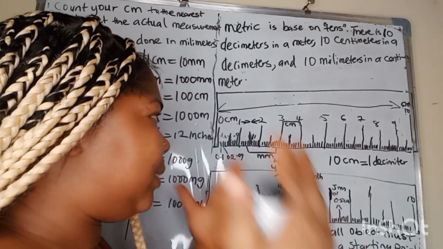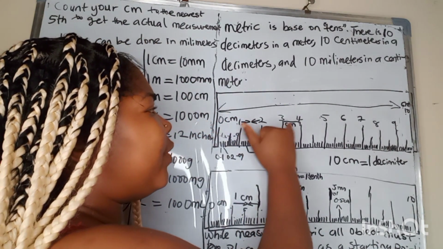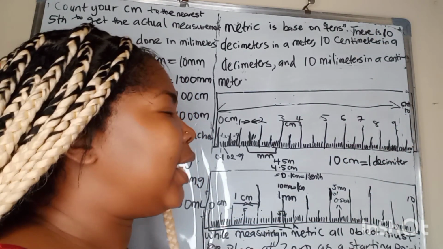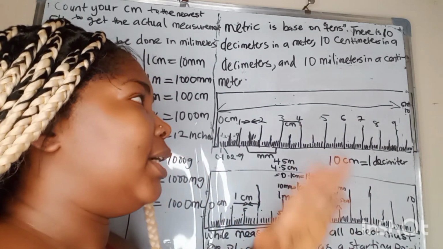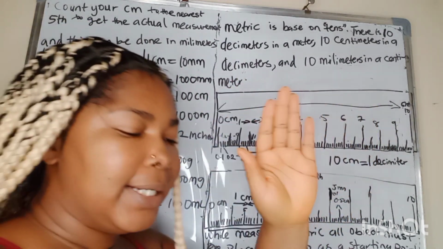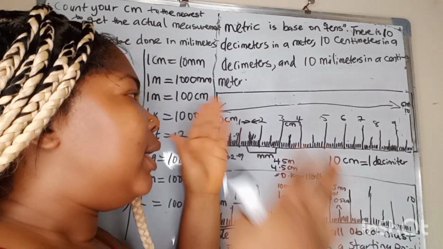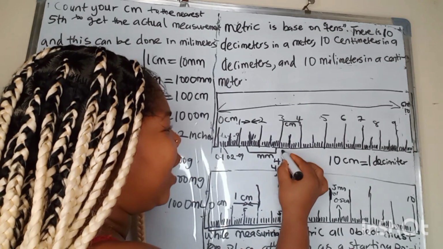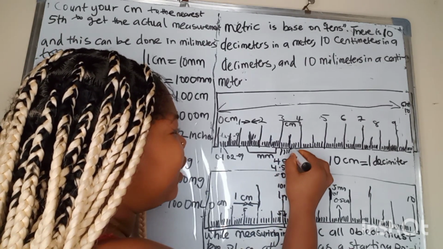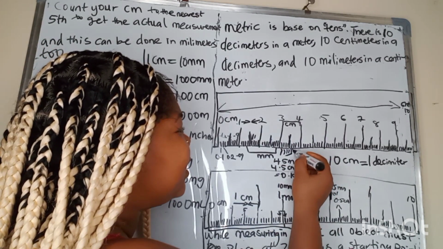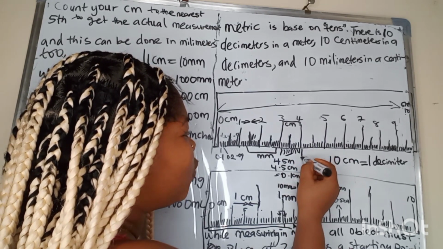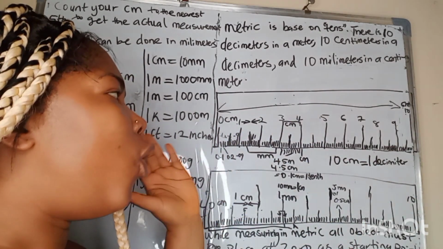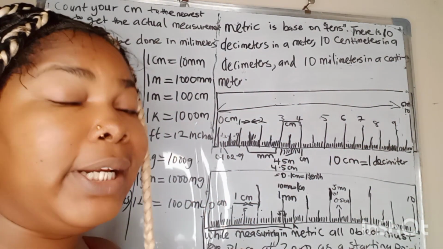So now let's proceed. You count 1, 2, 3, 4, 5, 6, 7, 8, 9, and then 10 of the longest lines to get 10 centimeters. Now you have 10 millimeters that makes 1 centimeter. So if you count from here, you're going to have 1, 2, 3, 4, the middle one, which is the divider, 5, 6, 7, 8, 9, and then the next one is a centimeter. Do you understand what I'm saying? So it is 10 hash lines or 10 millimeters that makes 1 centimeter.